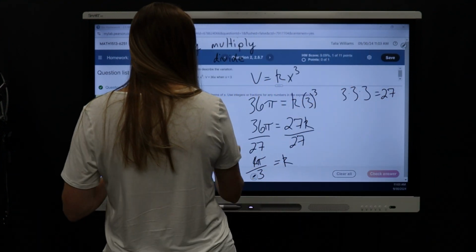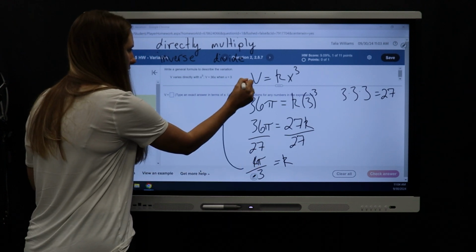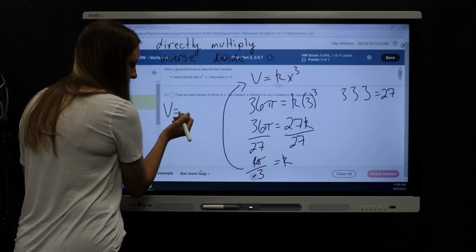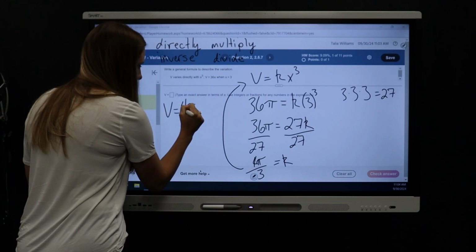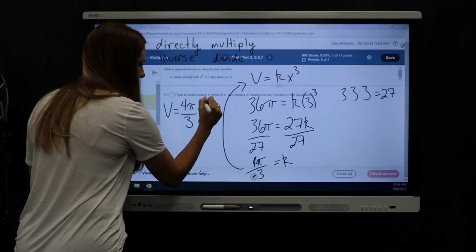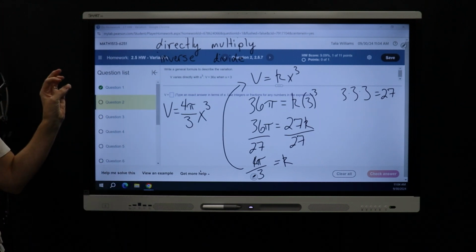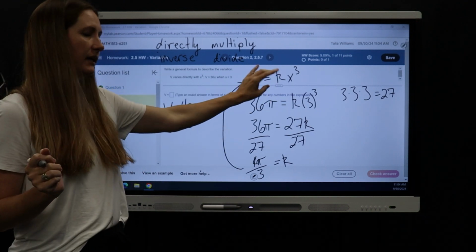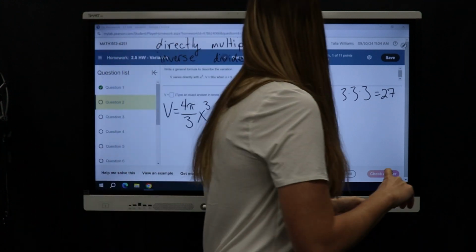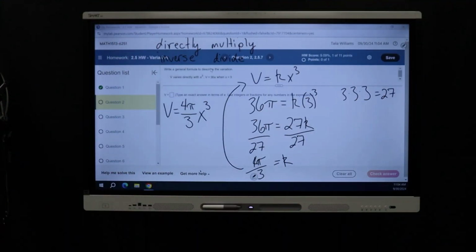And we're going to take this and go back to our top equation. So this is going to go here. V equals 4 pi over 3 and then x cubed. Because we're just putting whatever we find in for k. Everything else stays the same. So they have V equals, so I need to do 4, get my pi sign. All of that is over 3. And then x raised to the third power.